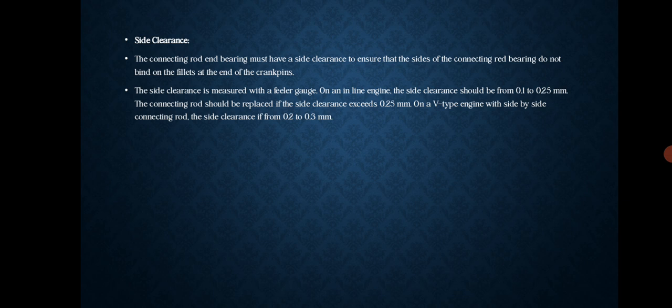On an inline engine, the side clearance should be from 0.1 to 0.25 mm. The connecting rod should be replaced if the side clearance exceeds 0.25 mm. On a V-type engine with side-by-side connecting rods, the side clearance is from 0.2 to 0.3 mm.